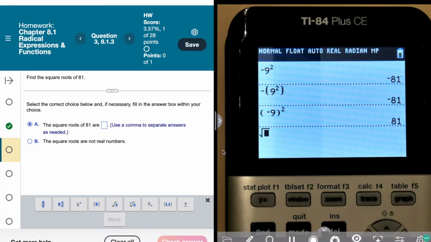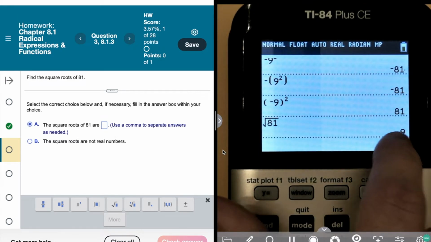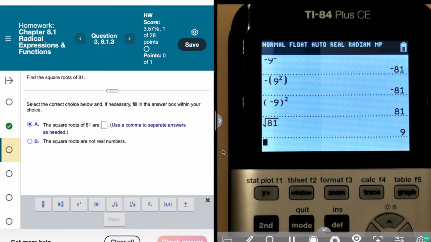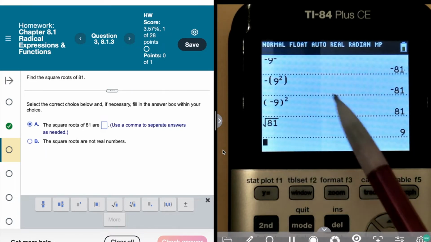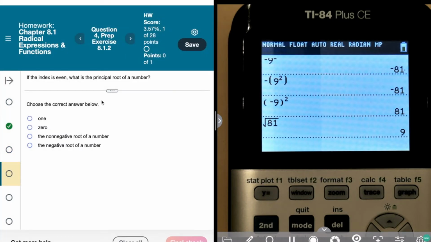Also, just remember that when you square root something, like 81, the calculator is only going to spit out 9, and we refer to that as the principal root, or the positive root. But there are two solutions. It's either positive 9 or negative 9, but the calculator only gives the principal root, so just be careful. I'll skip that one since it was a repeat.